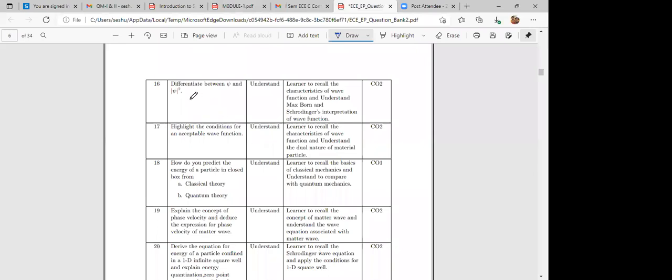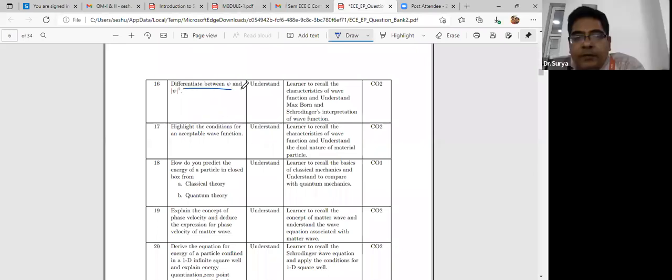Yes, sir. So next, 16th question: differentiate between psi and psi star. What is psi? Psi is nothing but a wave function. What is mod of psi square? It is the complex conjugate product of the wave function psi, which was given by the Max Born interpretation.